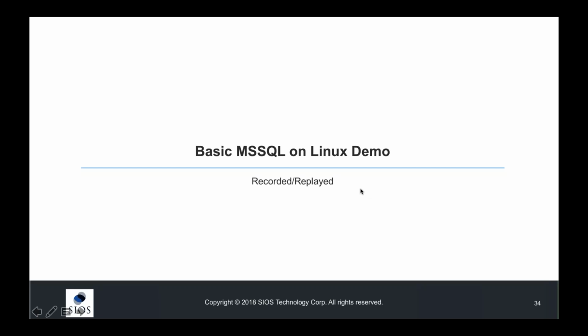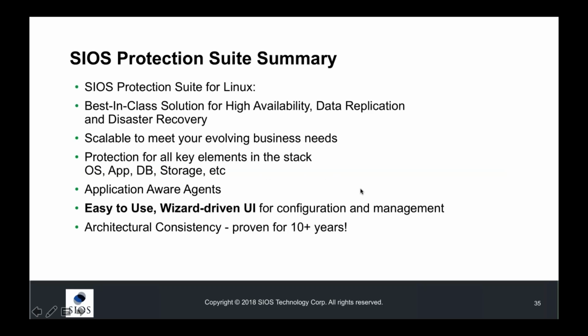So as we wrap up here, this is the SIOS Protection Suite summary, right? This is designed for Linux and all of the platforms that we support. It's a best-in-class solution for high availability. It includes the data replication layers and the disaster recovery options, and it's scalable to meet business needs in ways that, you know, I could have on-prem, cloud, hybrid solutions, what have you.